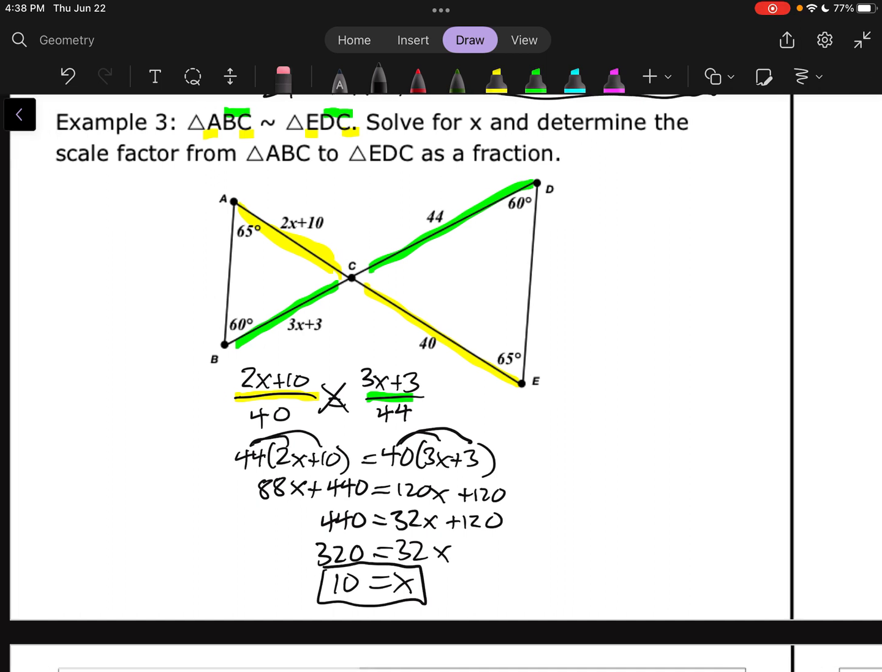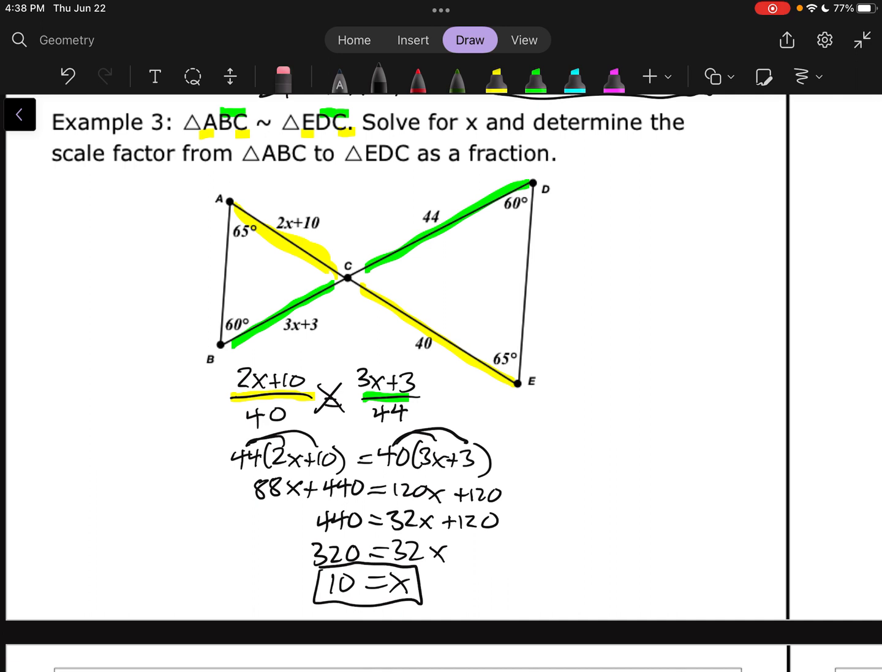We still want to find the scale factor, so let's plug that back into those two spots and check that out. If x is 10 for side AC, 2 times 10 is 20, plus 10 is 30. So a ratio made out of my yellow sides. Remember, I am going from ABC to DEF on this one. That's what the question says. So new over old, I'm getting bigger on this one. That's 40 over 30, which is 4/3 for my yellow sides. So scale factor seems to be 4 over 3.